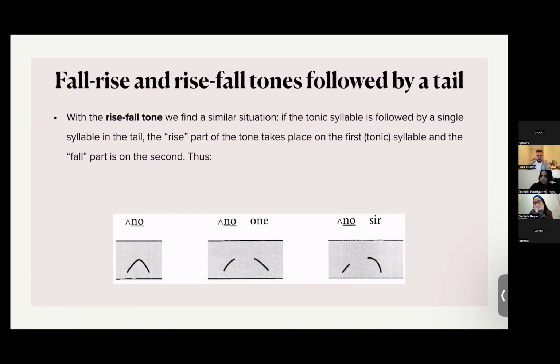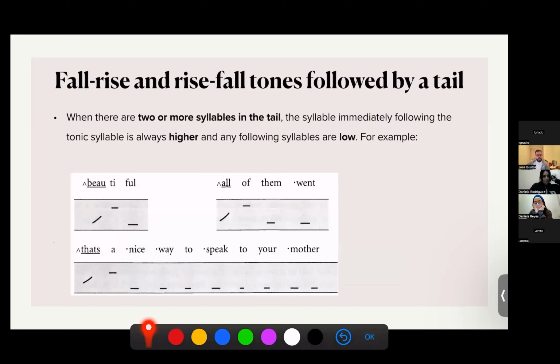Okay, let's continue with the examples. Now, when there are two or more syllables in the tail, for example, "all of them went," "that's a nice way to speak to your mother." The syllable immediately following the tonic syllable is always higher, and any following syllables are low. Remember, this is for rise-fall, rise-fall.